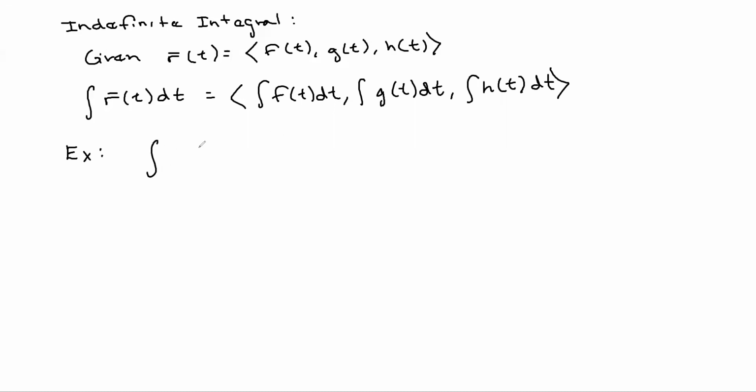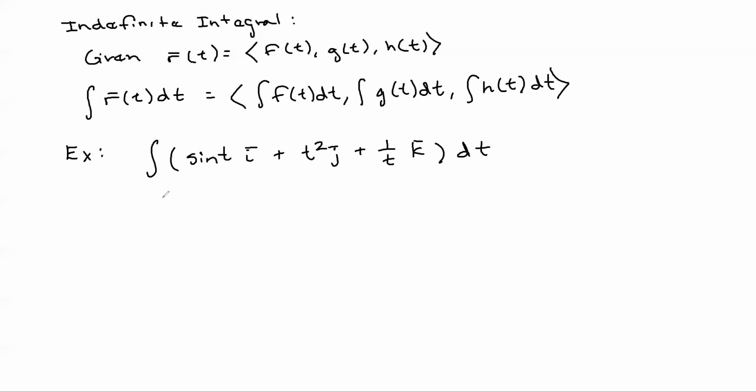All right, so if we've got the integral of sine t i plus t squared j plus 1 over t k dt. All right, so you're asked to go through and find the antiderivative or indefinite integral of a vector function. And you just tack on a dt here, right? That's the left-hand side. What you do is you just apply the integral to each of the components.